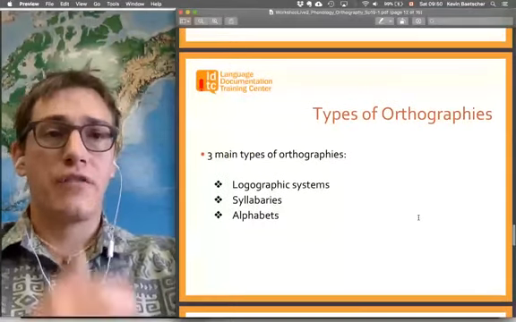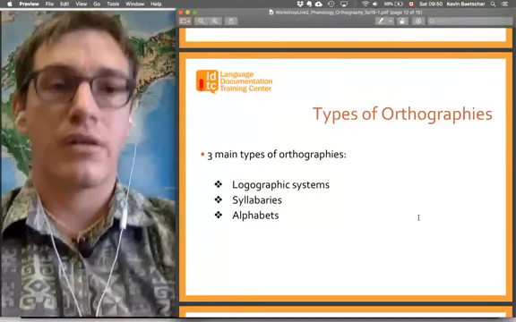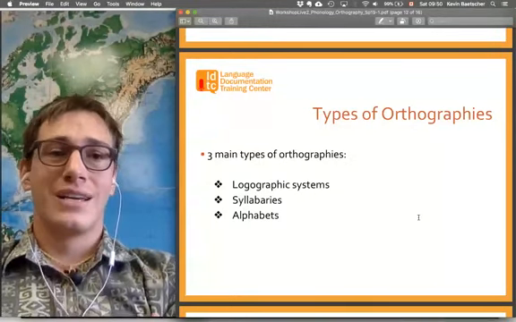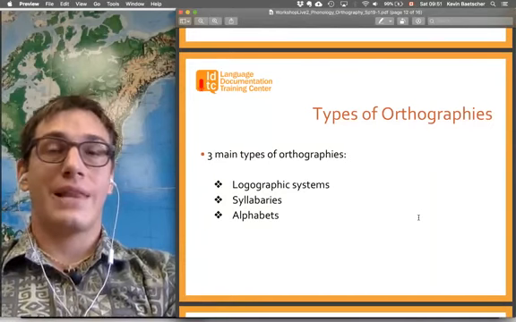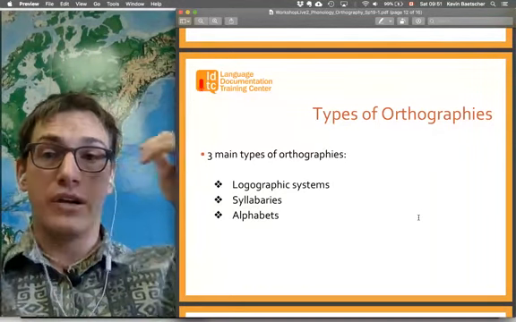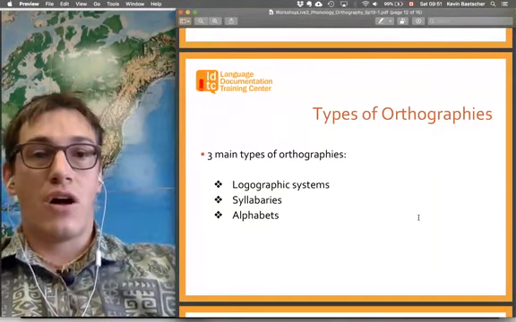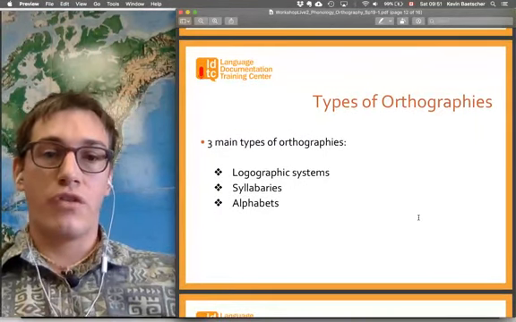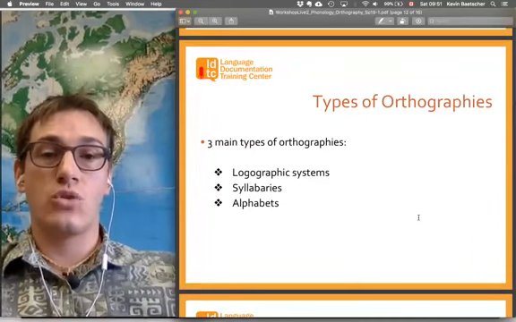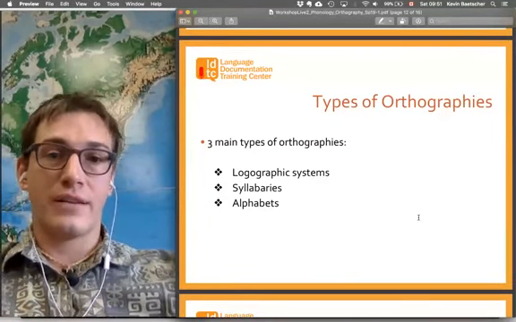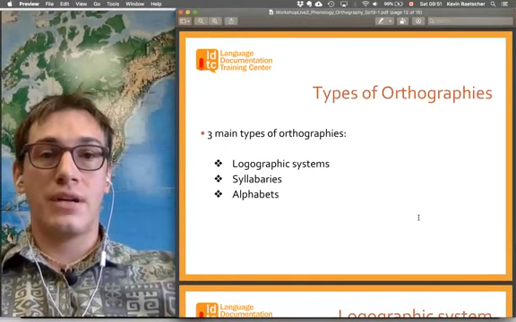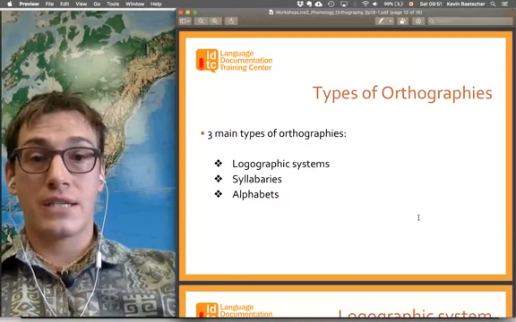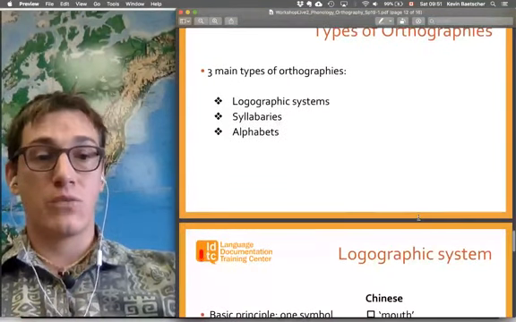Okay, so now for another couple of minutes here, I just want to introduce to you different types of orthographies. Like I said, your language is probably already written in some way or another, and you just follow that tradition. But just as a general overview, I want to introduce you to different types of writing down language. The three types of orthographies I want to introduce are logographic systems, syllabaries, and alphabets. So let's move through this quickly.